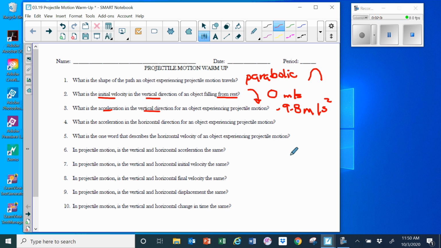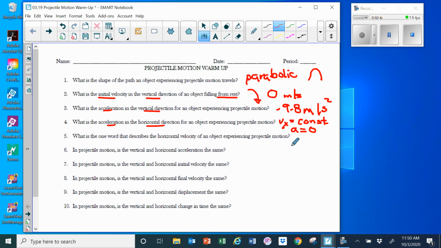Okay, so the initial velocity in the vertical direction of an object falling from rest, like a horizontal projectile, is going to be zero. The acceleration in the vertical direction of an object experiencing projectile motion is going to be minus 9.8. So what is the acceleration in the horizontal direction for an object experiencing projectile motion? Well, in the horizontal direction, the velocity, Vx, is constant. If it's constant, then since velocity isn't changing, acceleration is zero.